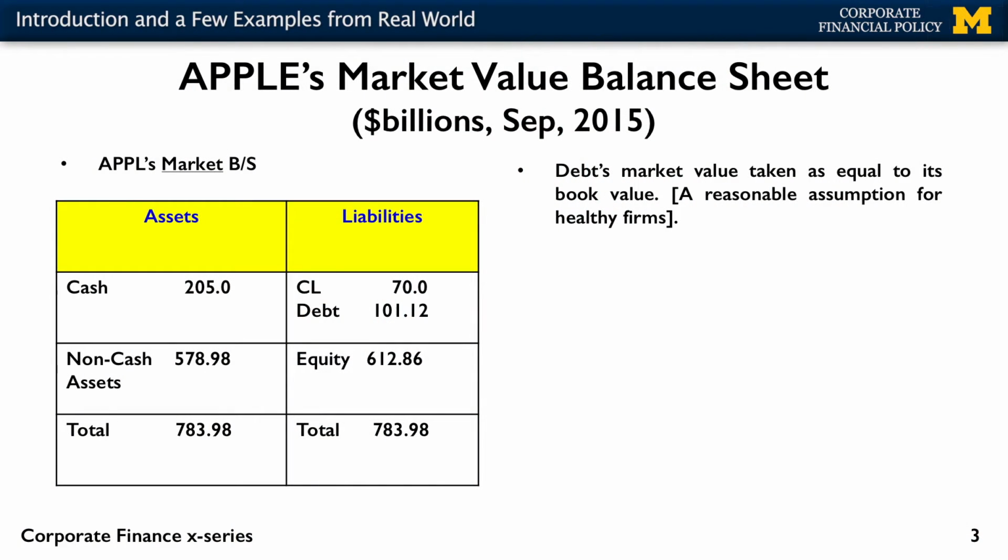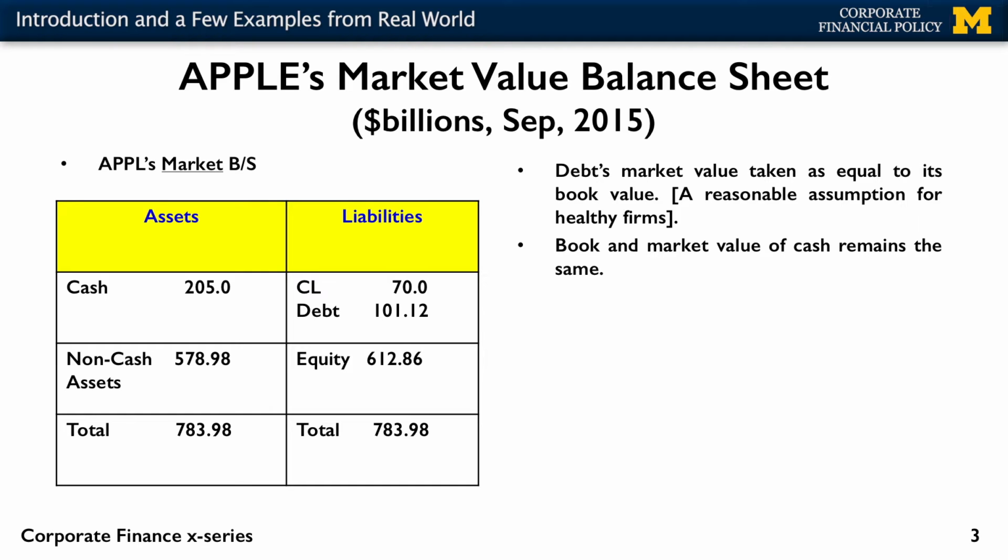The first thing is the debt's market value. I'm taking it as equal to its book value. And this is a reasonable assumption for a company like Apple. For a healthy company, the market value and book value of debt are likely to be very close. The company is very far away from default, so if it has $100 of debt, then in the market, that debt will trade for $100. That's the assumption I'm making. Reasonable assumption for a company like Apple. And we just saw the market value of equity.